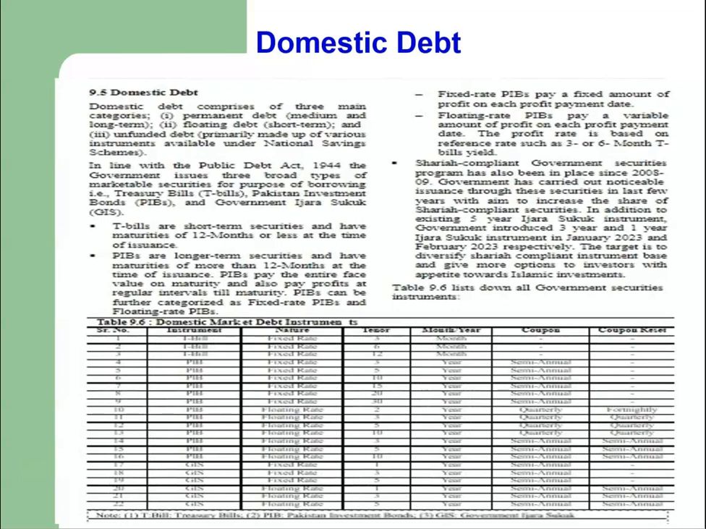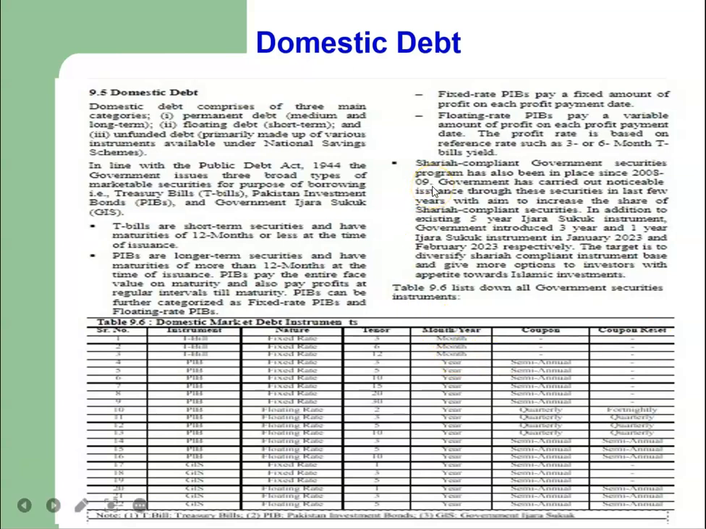Domestic debt comprises of three main categories. Number one, permanent debt, and these also include medium and long-term loans. Then we have floating debt, and that is of short term, and finally we have unfunded debt, primarily made up of various instruments available under National Savings Scheme.